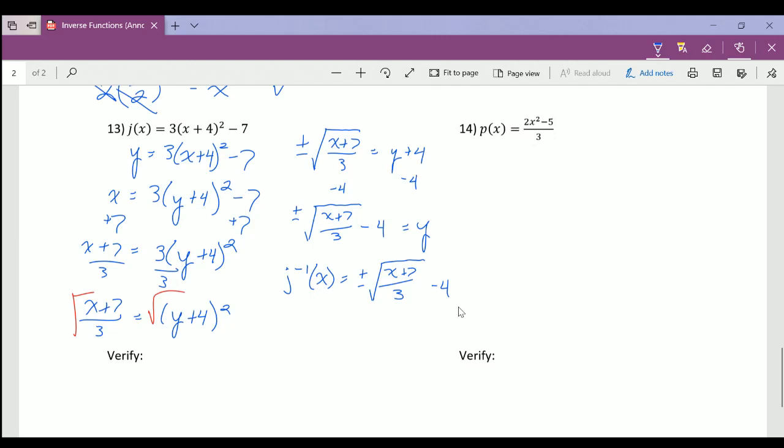So to verify, we're going to need to do 3 times. Now this is a parenthesis that's already in there. For the x, I am going to go ahead and put another parenthesis in. We're going to drop it in a minute anyway, but just for consistency. Plus 4 squared minus 7. Inside the parentheses, plus minus square root x plus 7 over 3 minus 4.